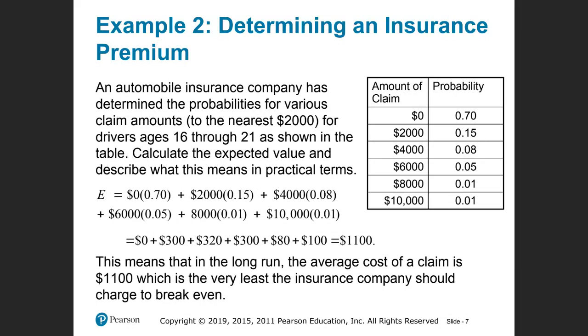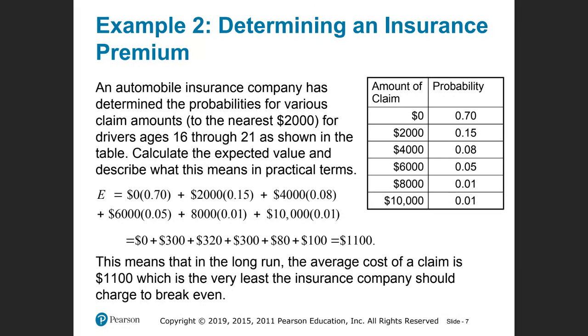Example 2, determining an insurance premium. An automobile insurance company has determined the probabilities for various claim amounts to the nearest $2,000 for drivers ages 16 through 21, as shown in the table at the right. Calculate the expected value and describe what it means in practical terms. So, if you look at the table, it shows the amount of the claim and the probability.